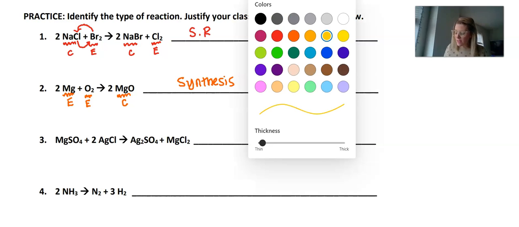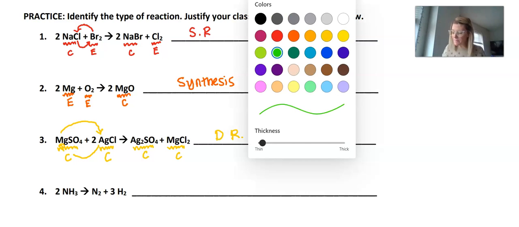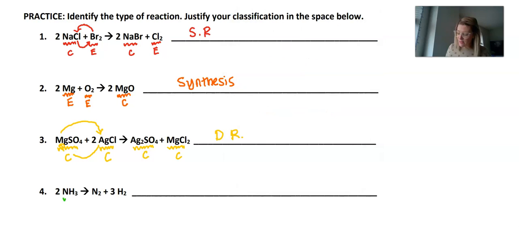Okay, we have in number 3, MgSO4, a compound, reacting with AgCl, a compound, producing Ag2SO4, a compound, and MgCl2, a compound. And notice that the Mg swapped places with Ag. And so this would be a double replacement reaction. And last but not least, we have NH3. This is a compound breaking down into elemental nitrogen and elemental hydrogen, and we end up with a decomposition.